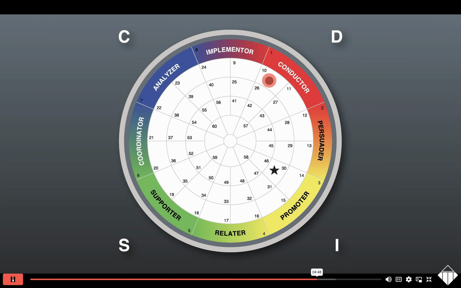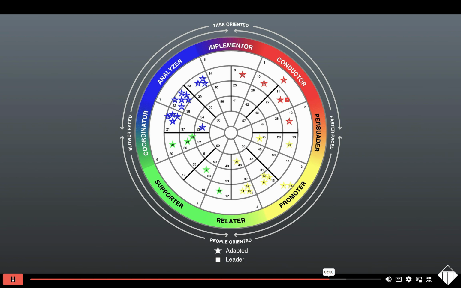Another great feature of the wheel is that we not only include the natural style as a circle, but the adapted style as a star as well. This aids in identifying graph disparity and other ways in which you might find yourself struggling between your personal and professional life. The wheel is also a great tool to plot 2 or more people and start the conversation of how they might communicate and work together.